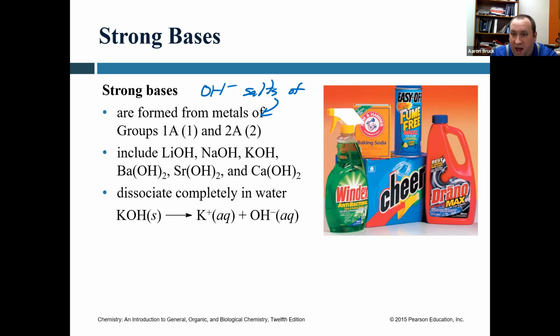And some of them even have familiar names to them. Lye, potash. They all have in common the fact that they all completely break apart. They all dissociate. So we will always get 100% dissociation from these strong bases, which means they will be strong electrolytes.